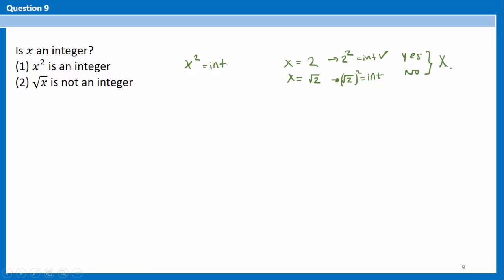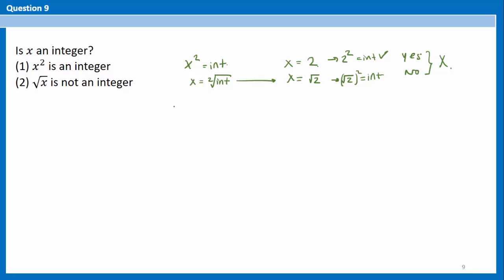Okay. Not sufficient. Now, how do I know? How did I try square root of 2? You could also say, if x squared is an integer, then x must be the square root of an integer. Okay, that's easier to see.